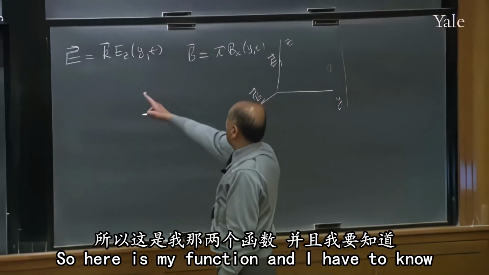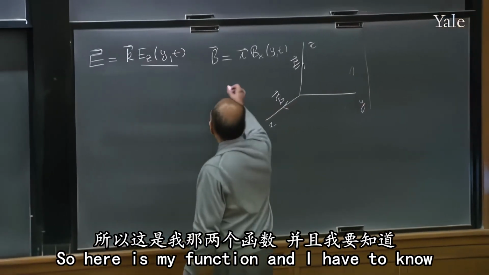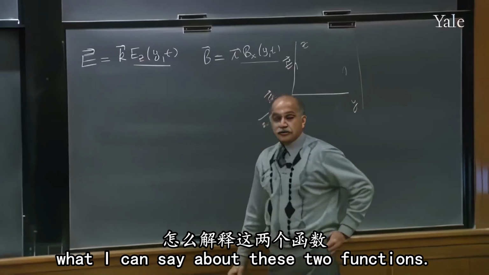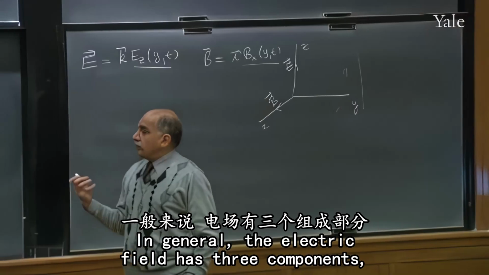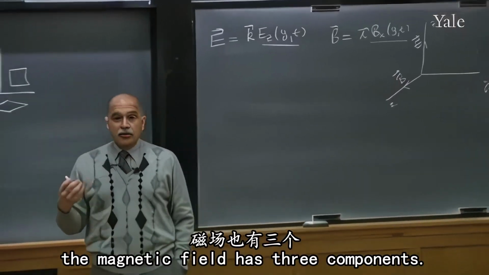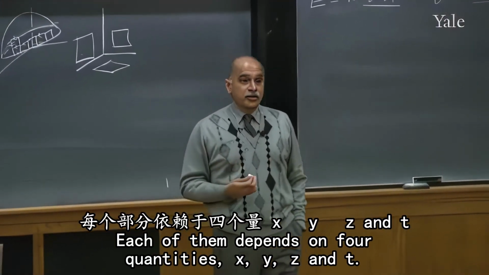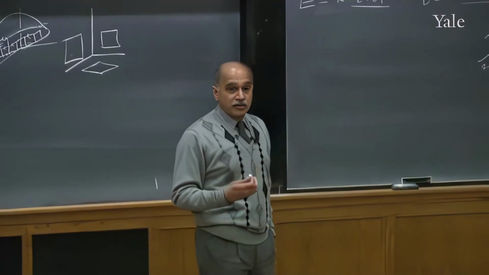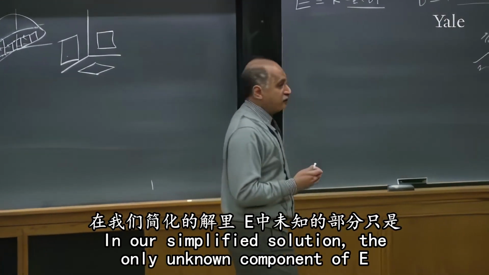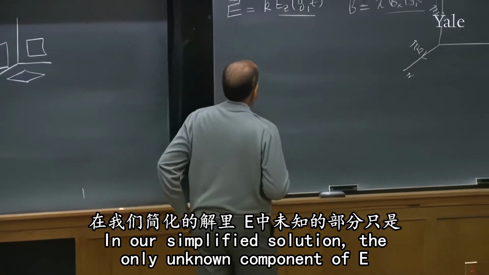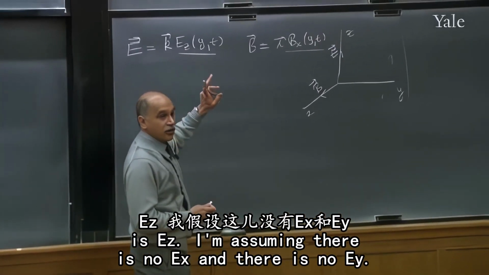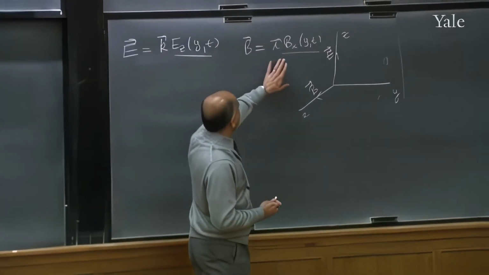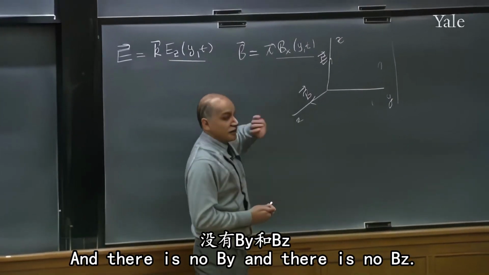So here is my function, and I have to know what I can say about these two functions. You understand? In general, the electric field has three components. The magnetic field has three components. Each of them depends on four quantities, x, y, z, and t. Big mess. In our simplified solution, the only unknown component of E is Ez. I'm assuming there is no Ex and there is no Ey. And there is no By and there is no Bz.